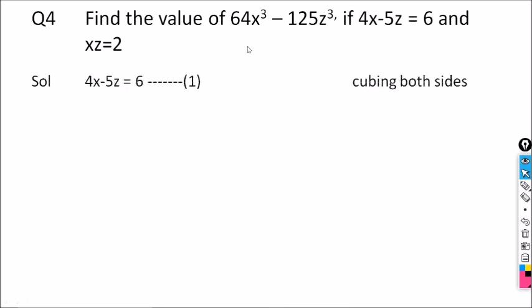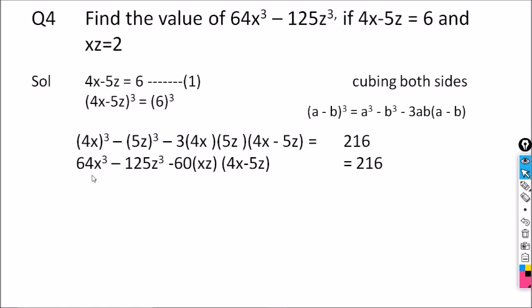In this problem, for finding out the value of 64x³ − 125z³, we'll start the question from 4x − 5z = 6 and we'll do the cubing of both sides. By cubing both sides, we'll use the identity (a − b)³, which is a³ − b³ − 3ab(a − b). We get 64x³ − 125z³ − 3 into 4, 12 into 5, we get 60xz(4x − 5z).